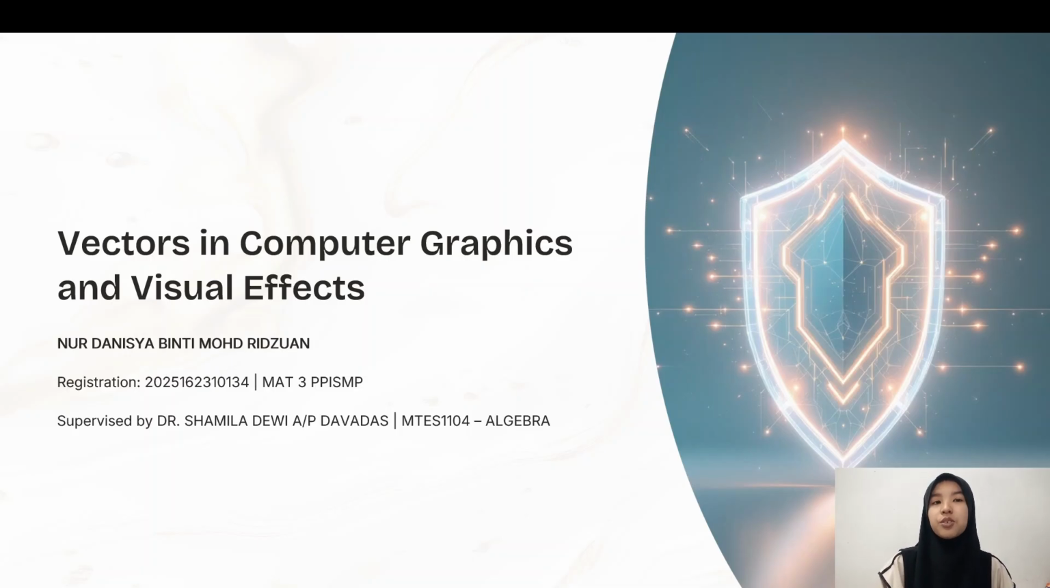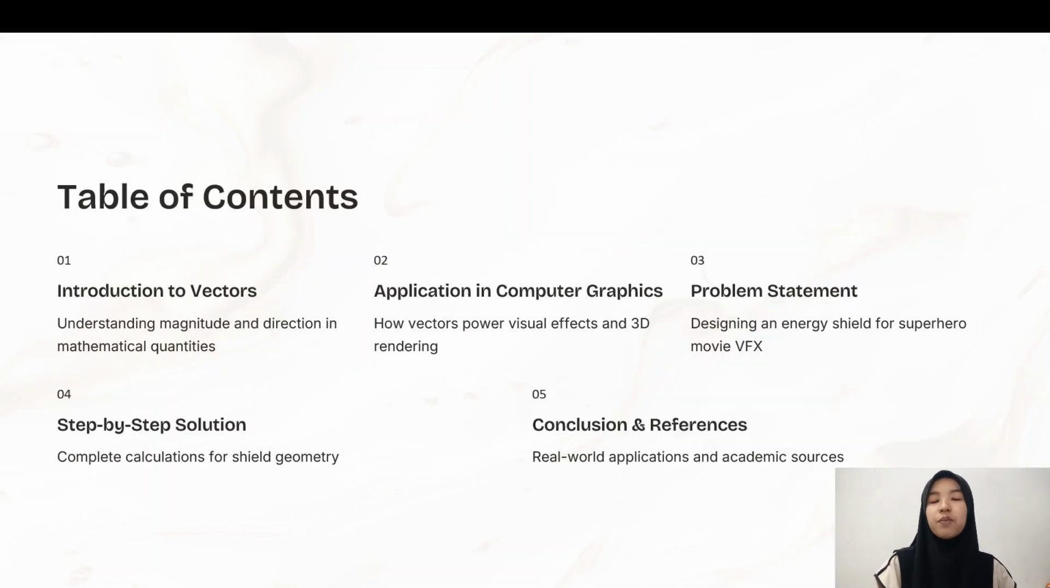My name is Nur Jodisha Bintuma Marizwan, with my registration 20251623100134 from Unit Med 3 PPISMP and supervised by Dr. Shamila Dewi, anak perempuan Davadas, for MTES1104 Algebra.